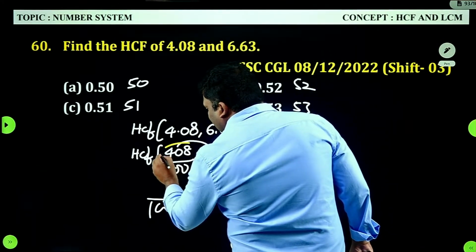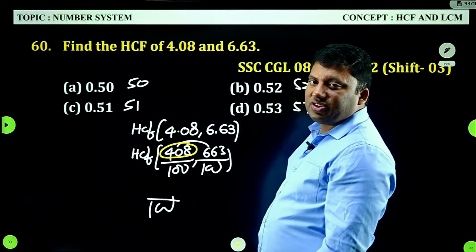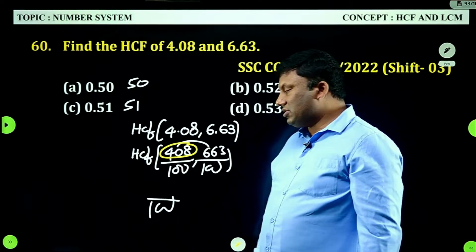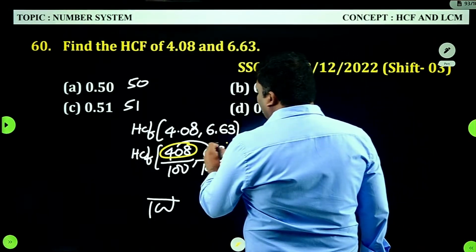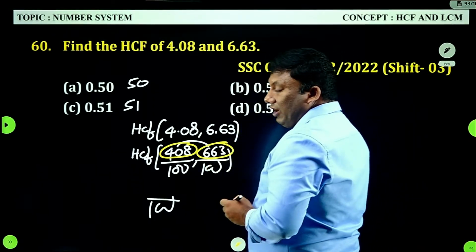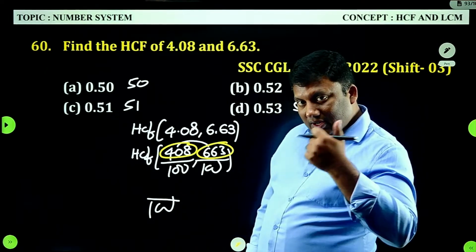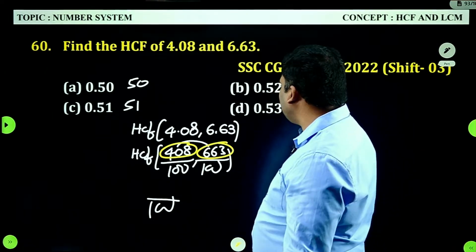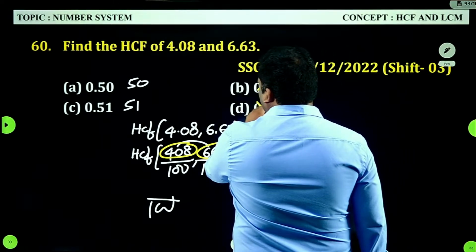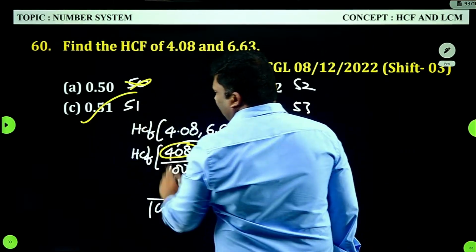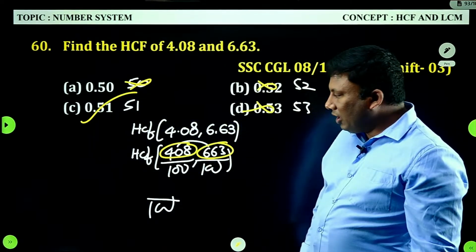This is divisible by 3: 4 plus 8, 12, it is divisible by 3. This is also divisible by 3. If two numbers are divisible by 3, and I apply HCF, the answer should also be divisible by 3. Not possible, not possible. Finish. Are you all with me?